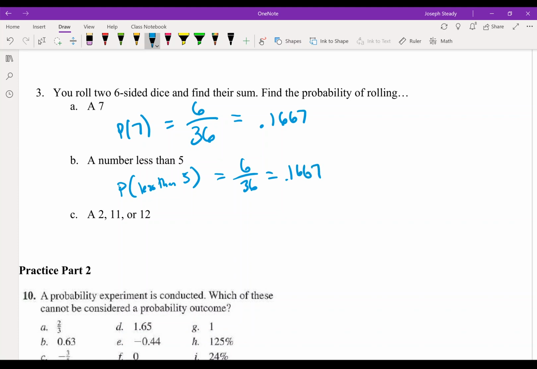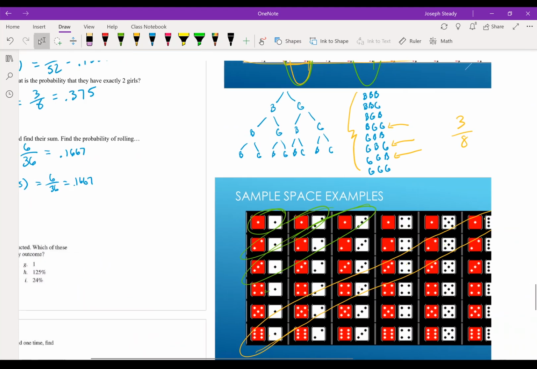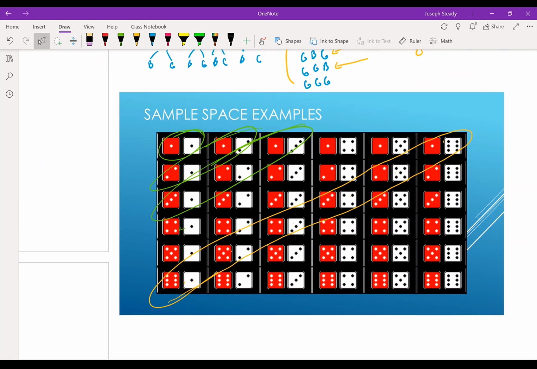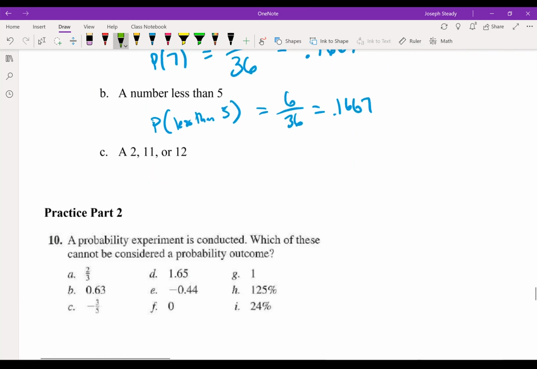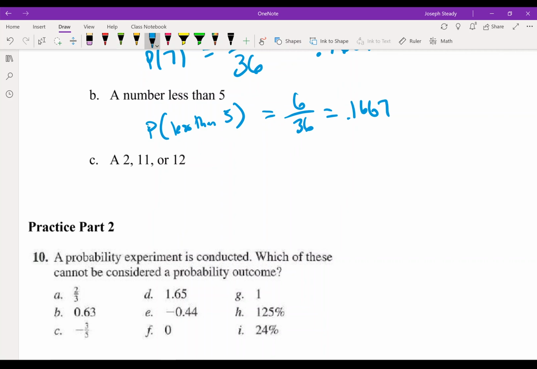And the last one, a 2, 11, or 12. So let's go ahead and highlight all of those. Let's erase this first. And we'll keep using green. So a 2 is right here. An 11 is either of these, and a 12 is right there. So a 2, 11, or 12 is 1, 2, 3, 4 possibilities. So the probability of 2, 11, or 12 is 4 out of 36, or in the calculator, 0.1111.